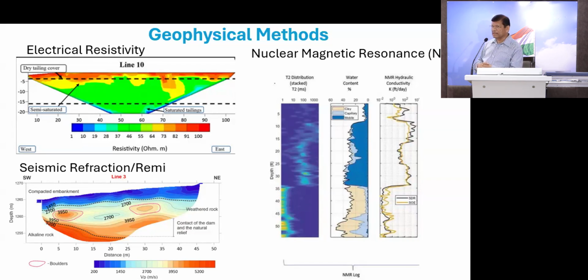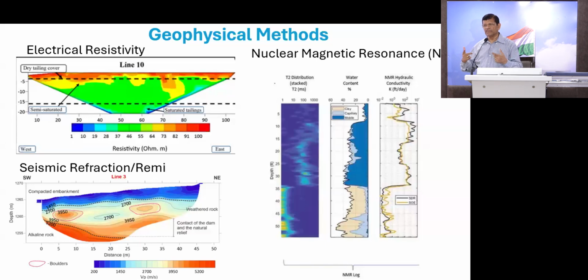This is a new technique coming recently. They are calling it the nuclear magnetic resonance method, which I have seen in one or two projects. I have reviewed it, but still more knowledge is required. What it does is, you can easily identify the saturated tailings, like the pocket tailings. They say it can be easily identified. It is still under research, and people are still working on it.